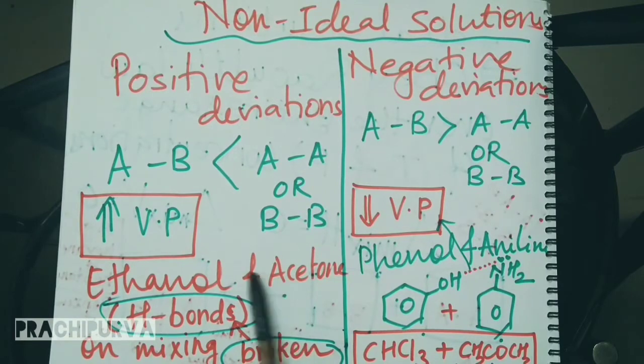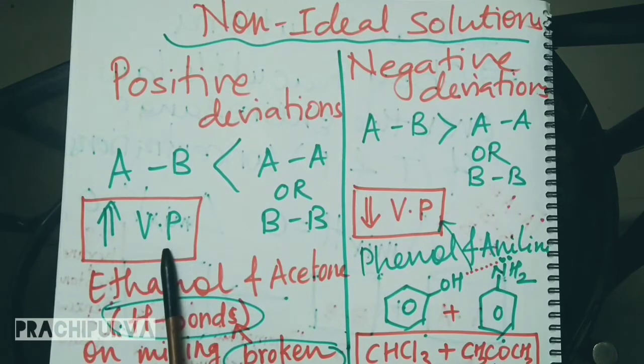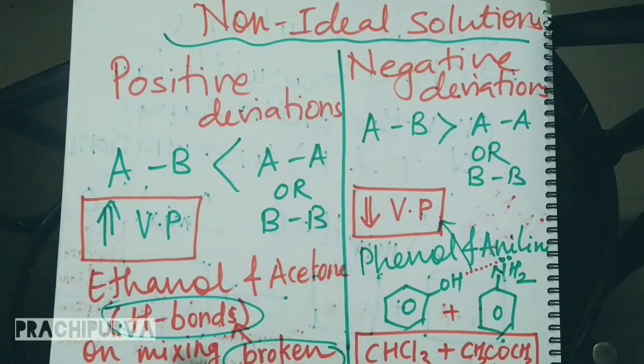So now this acetone is allowing ethanol to go and form vapors. Ethanol is allowing acetone to go and form vapors. So more vapors are formed, more pressure will be created. So vapor pressure will increase. So this is about positive deviation. Now what is negative deviation?